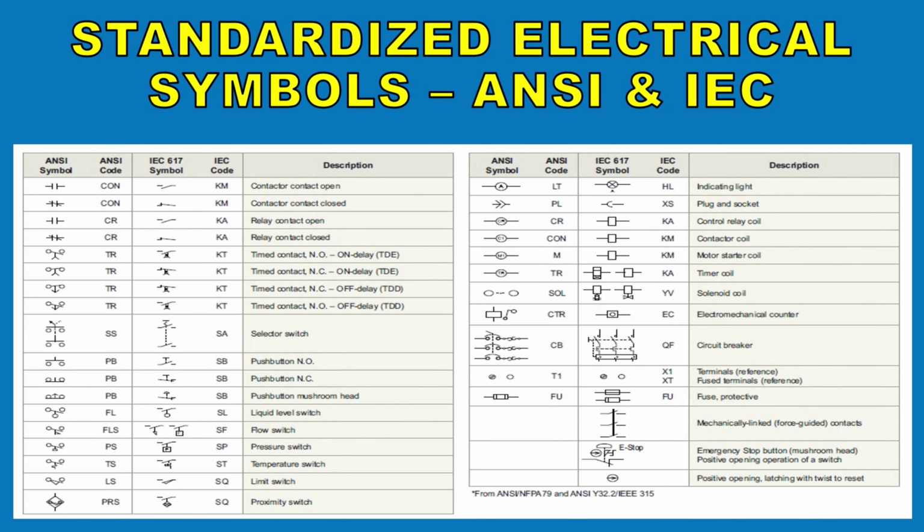Electrical schematics adhere to global standardization protocols such as ANSI, American National Standards Institute, and IEC, International Electrotechnical Commission. These standards define universal graphical representations for electrical components, ensuring consistency across industrial, commercial, and residential applications.